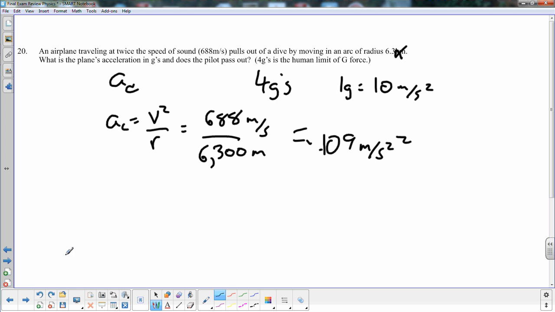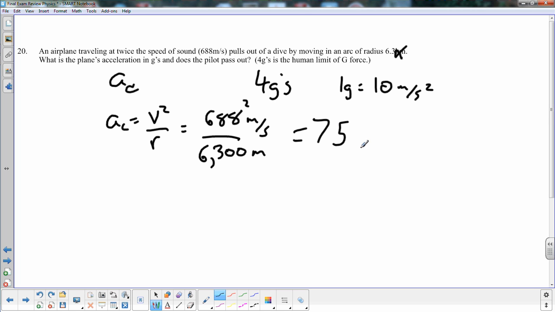688 squared divided by 6,300. There you go. 75.13 meters per second squared, which divided by 10 meters per second squared is 7.5 Gs, which means the pilot passes out. So again, centripetal acceleration, a_c equals v squared over r.